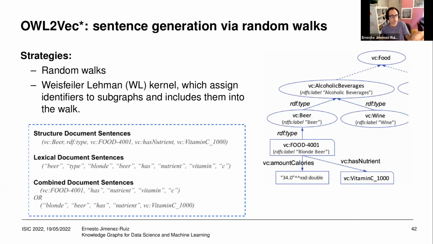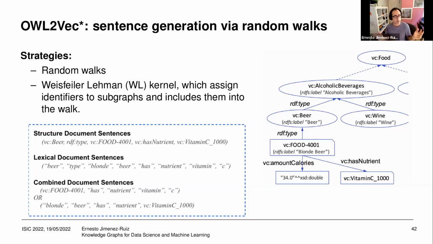So in the first example, we have beer, we have food with a type of beer depending on which direction, and so on, and has nutrient and so on. But we are only using the URIs. While if you go to the bottom, to the middle example, we also provide a lexical document. So instead of putting the URIs in the document, we put the label of this entity.